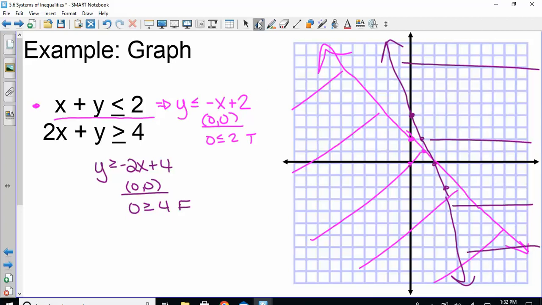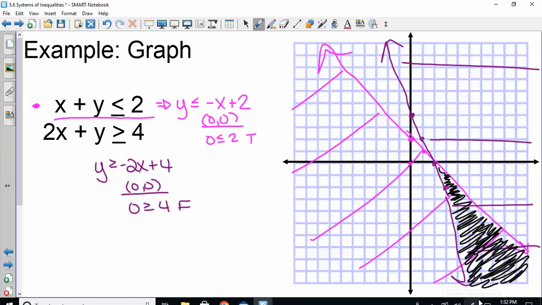Now what's my actual answer? Right, that area where they're both shaded. So in between these two lines right here is my answer. That means any ordered pair I pick in that region makes both equations true.